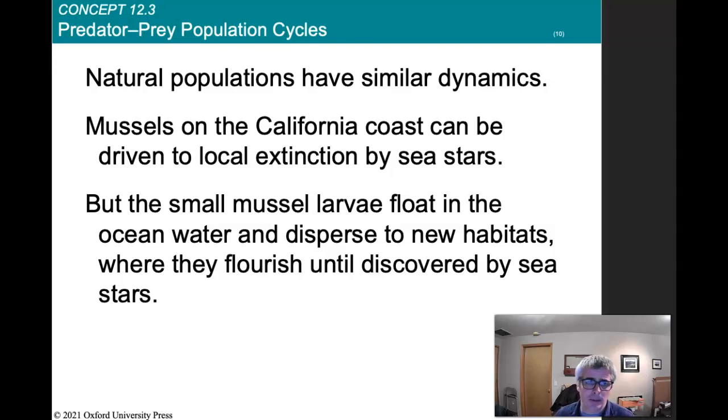So natural populations have similar dynamics. Mussels on the California coast can be driven to local extinction by sea stars, but small mussel larvae float on the ocean water and disperse to new habitats where they flourish until discovered by sea stars. And so here the prey mussels might be locally extinct, but their larvae disperse out into a new habitat devoid of sea stars, and they'll take over that habitat until a sea star shows up there, eventually grows and grows and grows.